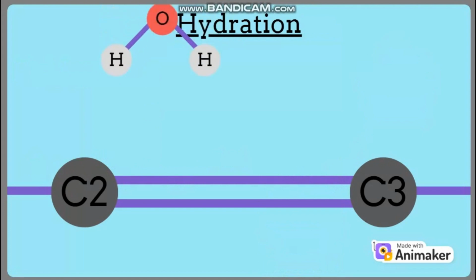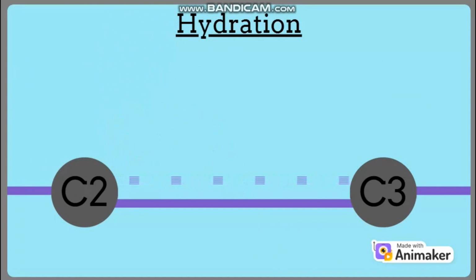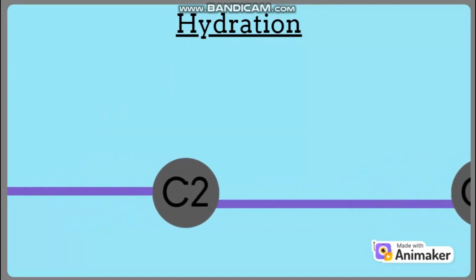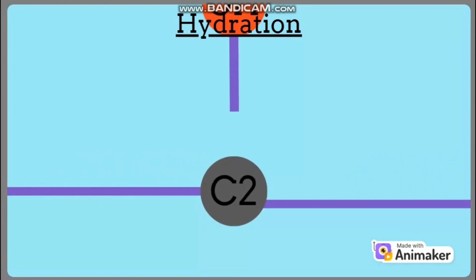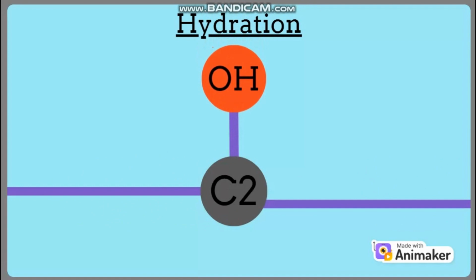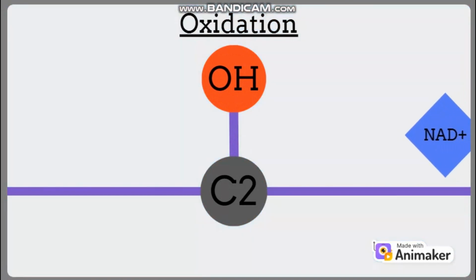Hydration is the second step. The double bond between C2 and C3 of trans-delta-2-enoyl-CoA is hydrated. Of course, water is needed, forming the end product L-beta-hydroxyacyl-CoA, which has a hydroxyl group on C2 in place of the double bond. This reaction is catalyzed by another enzyme called enoyl-CoA hydratase. The third stage is oxidation.